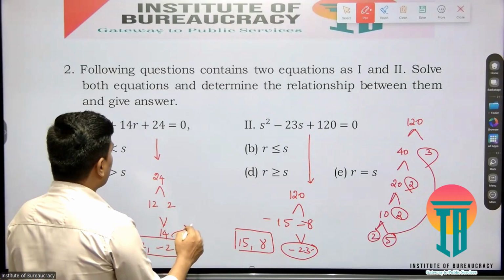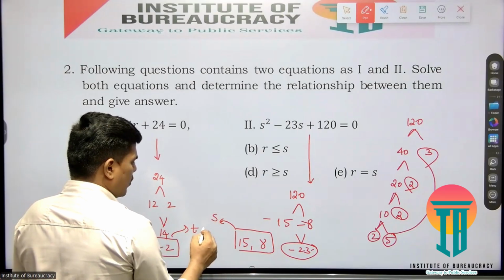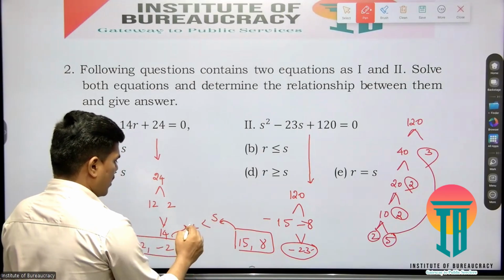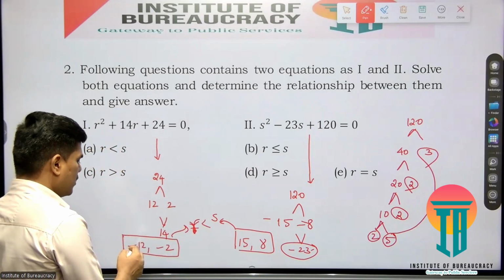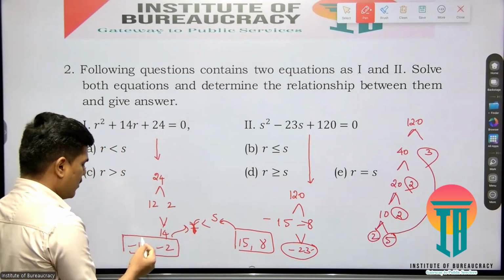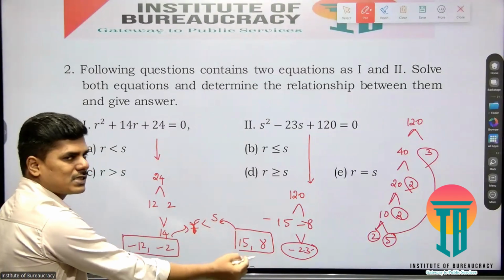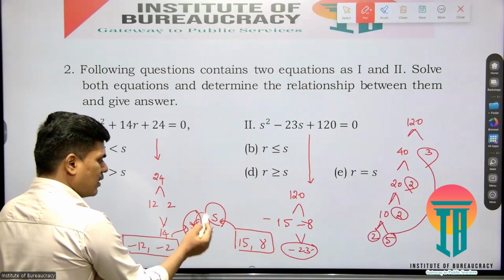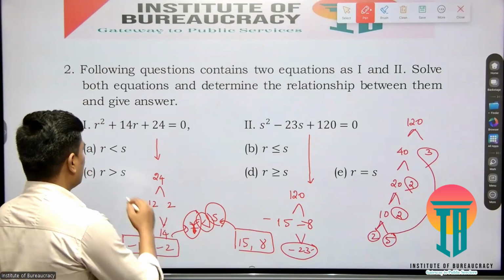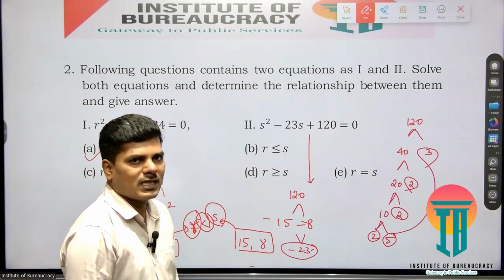If you take any of these R values, if you take any S values, then R is less than S. Minus 12 is less than 15. Minus 12 is less than 8. Minus 2 is less than 15. Minus 2 is less than 8. If you take any R value, if you take any S value, this less than inequality is true. Therefore, the answer for this question is R is less than S.